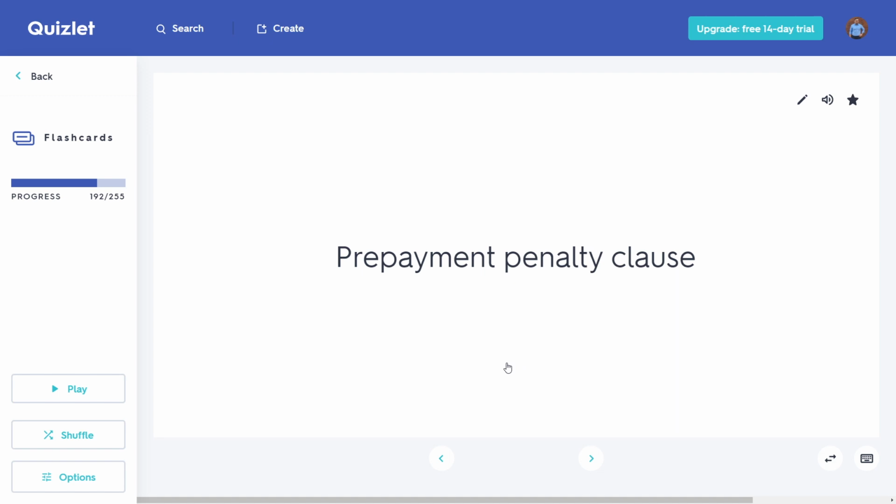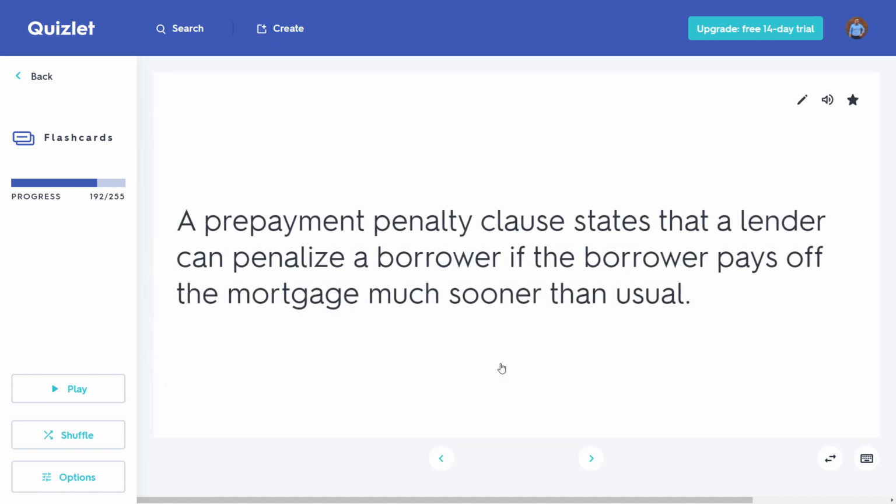What is that? Well, that's just a clause that states that a lender can penalize a borrower if the borrower pays off the mortgage much sooner than usual. So let's say you have a loan with a prepayment penalty clause, and it's a 30-year loan, and let's say you pay it off in 12 years. Well, they can knock you with a prepayment penalty and charge you extra money because you paid it off too fast. I know it's ridiculous. It's like, what? Why did they even create such a thing?